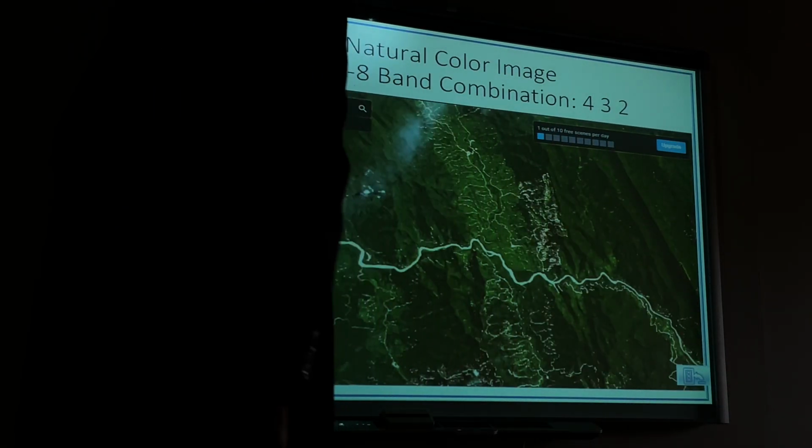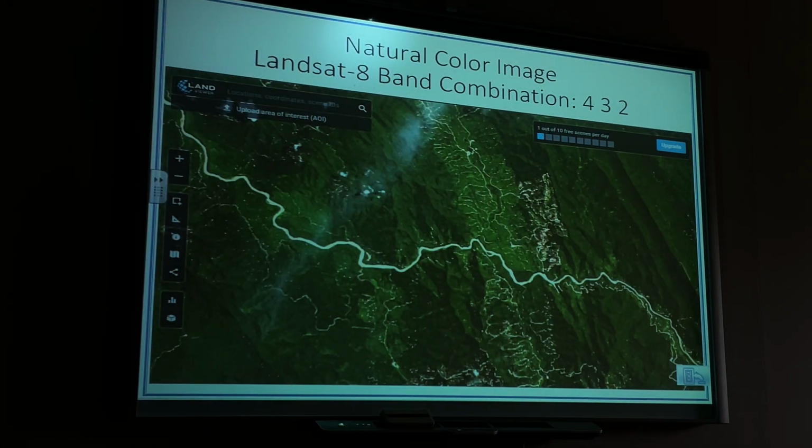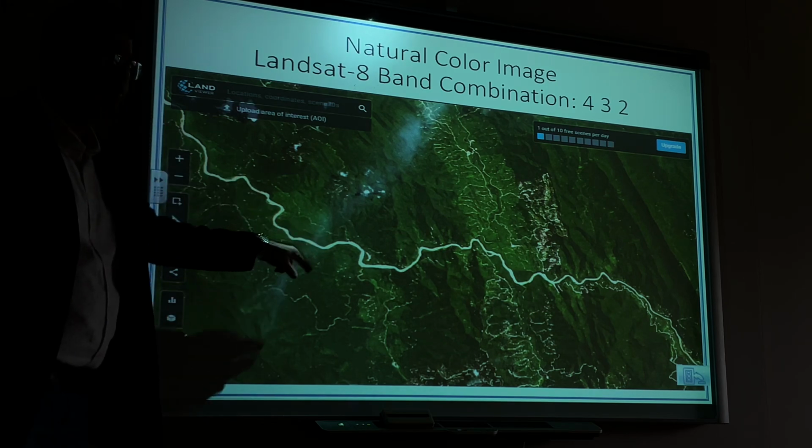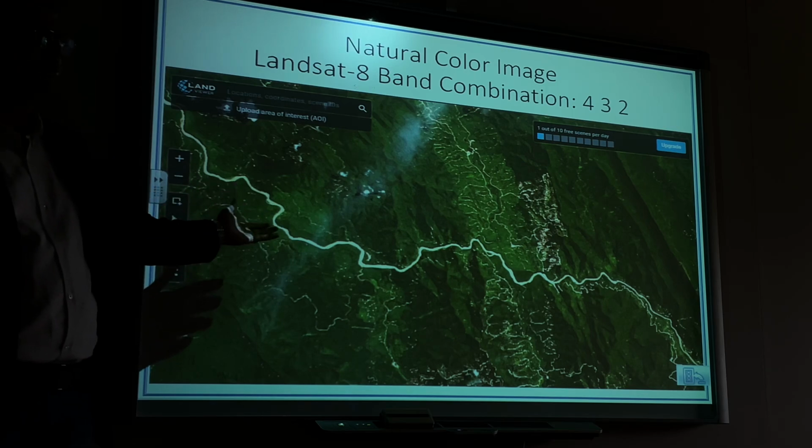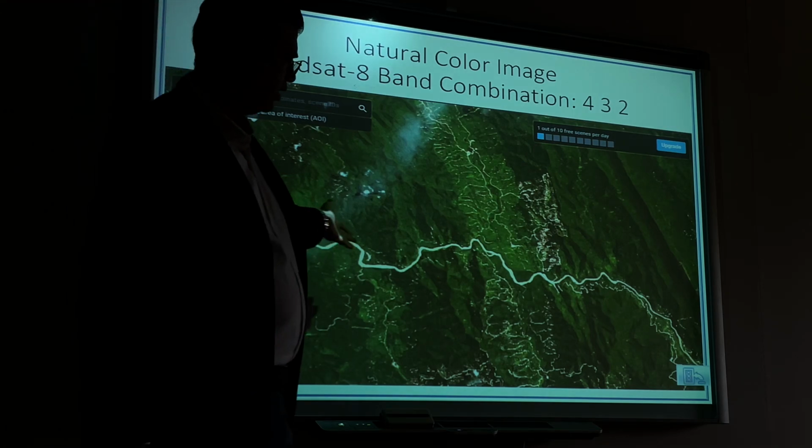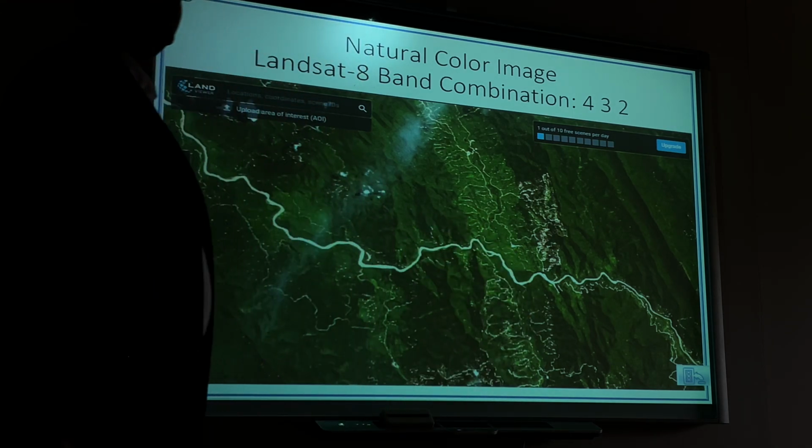Now here is an example of, again, water and vegetation in natural color, and the next image I will show you in near infrared. Vegetation is appearing green here. Also, water you can see clearly because it is carrying sediments, so the color of water is slightly yellowish.